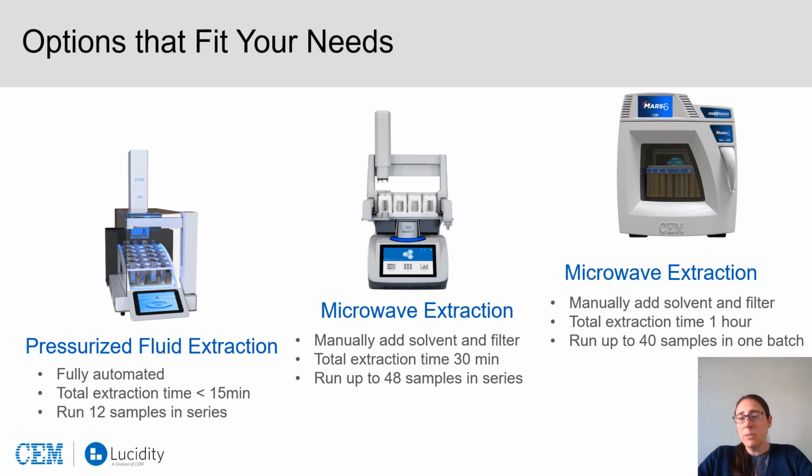On the other hand, we have our Mars 6 system. Again, you're going to have to manually add solvent and filter. Total extraction time is going to be about an hour. However, within that hour, you cover a batch of 40 samples. So that's really going to cover your high throughput.